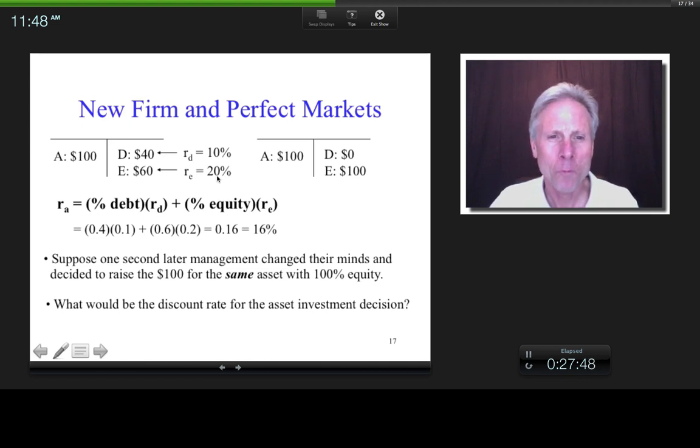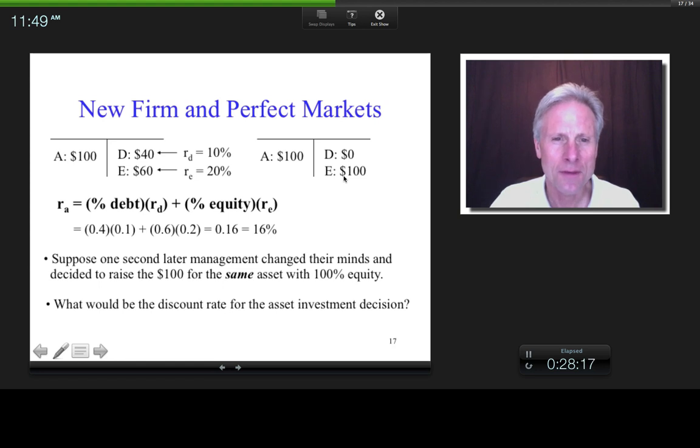Well, if 1 second before, the discount rate that reflected the riskiness inherent in this asset investment was 16%, and if we assume that 1 second later it was still 16%, then if the overall risk, or discount rate, on this side is 16%, then the overall risk on this side must also be what?